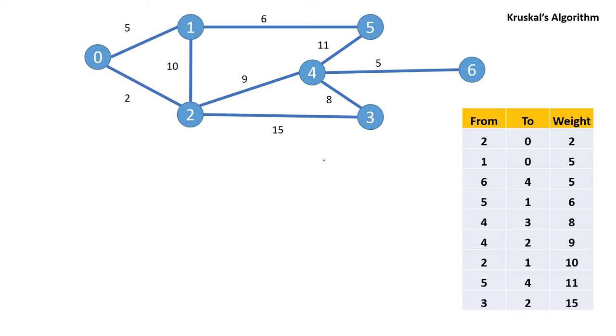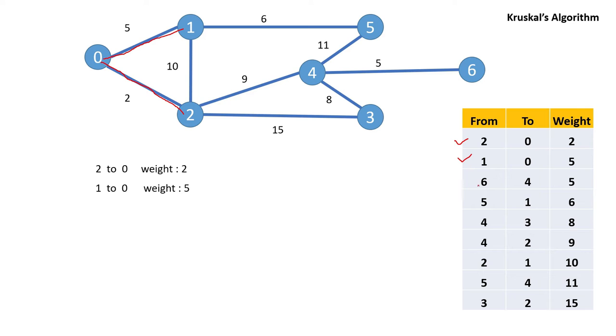So first thing what we will do is the first edge we will take. So 2 to 0. This edge we will take and we will print this one, and we will mark it here in the graph also. Now second thing is 1 to 0 5. If I take this 1 to 0 or 0 to 1, then it is not forming any cycle, right? So I can add it and I will mark it here also.